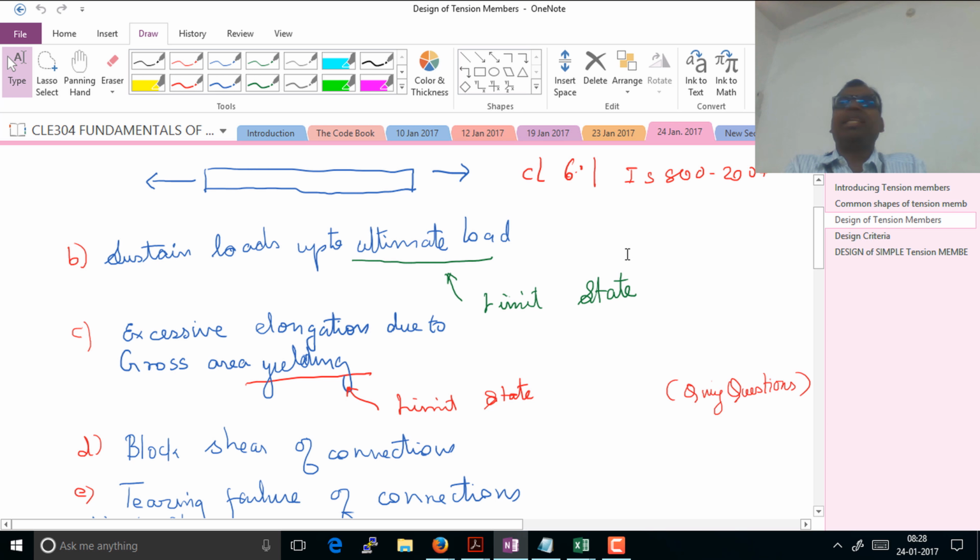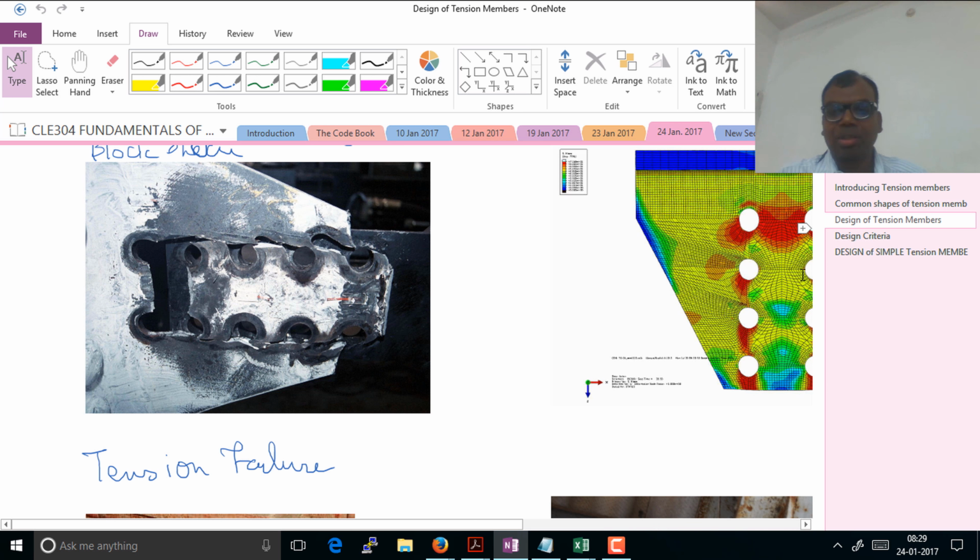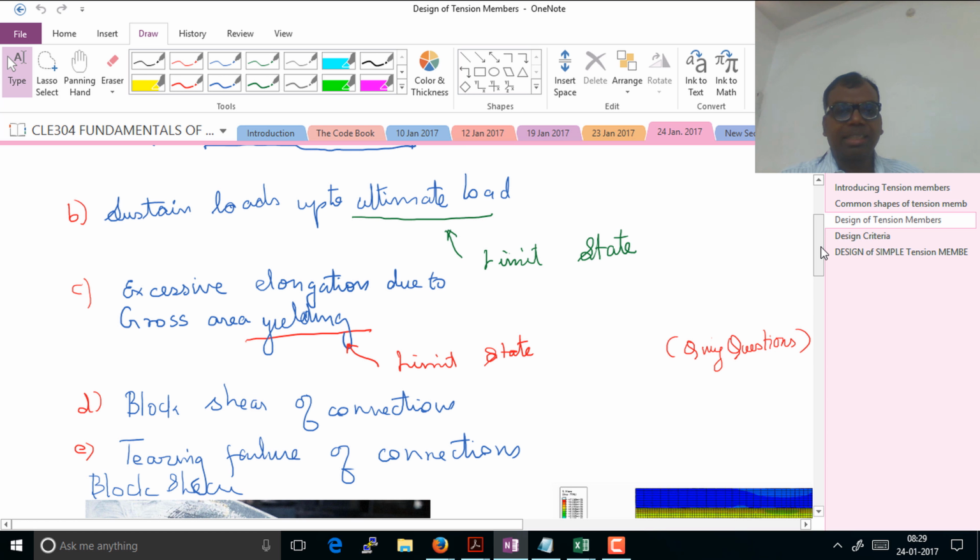Now, tension members need not fail only due to tension. If the connection fails, then also it is as good as failing. If, for example, in a tug of war, suppose the rope breaks, the rope has a failure. Suppose the people at one end leave it, then also what happens? The rope is not able to take tension. So this block shear is one kind of failure, and then I'm putting tension failure of connection. Actually, I should not call it tension failure of connection. Tension failure at connection. I'm going to just rephrase it a little.